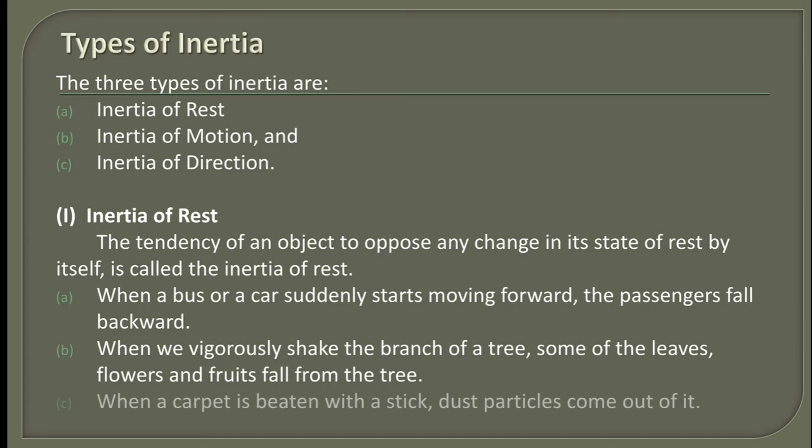Our third example is when a carpet is beaten with a stick, dust particles come out of it. It can be explained in the same way: initially both the carpet and dust particles are at rest. But when we start beating the carpet with a stick, the carpet comes in motion and the dust particles remain at rest because of the inertia of rest and fall behind. So it seems that dust particles are coming out of it.